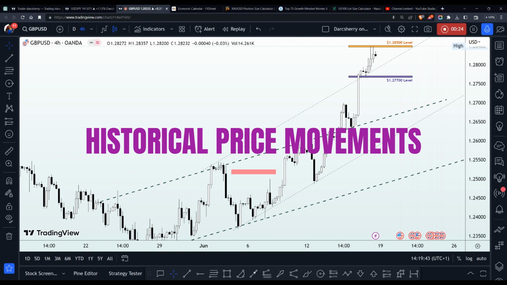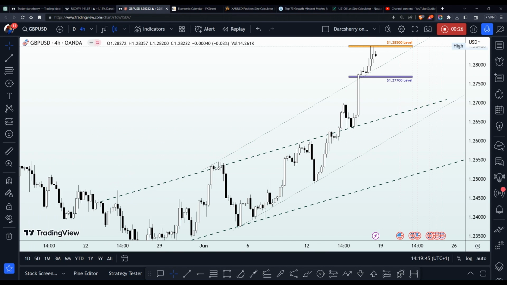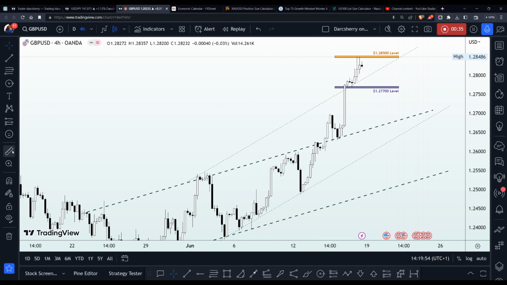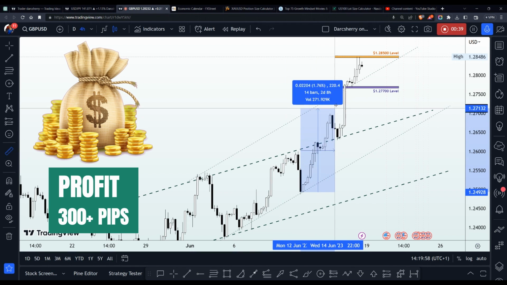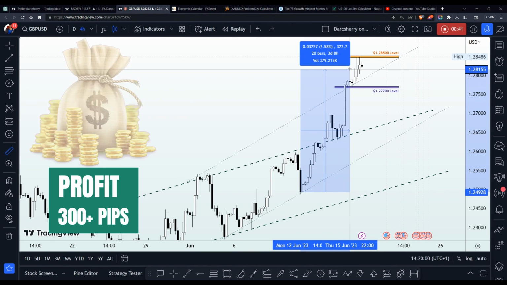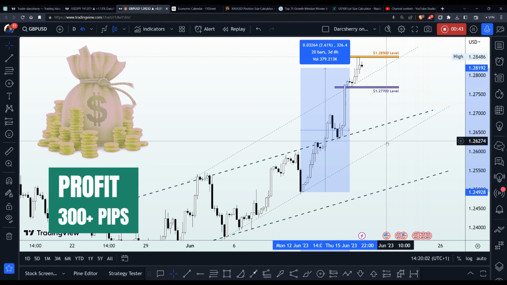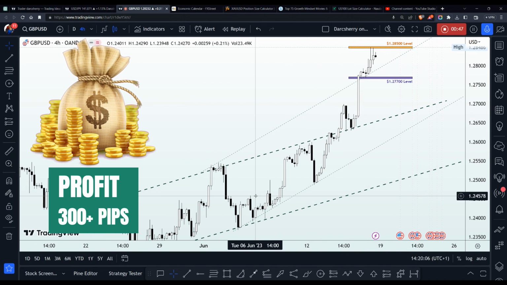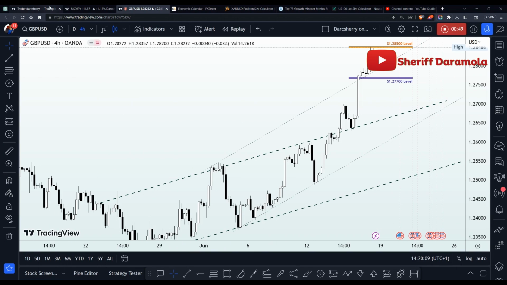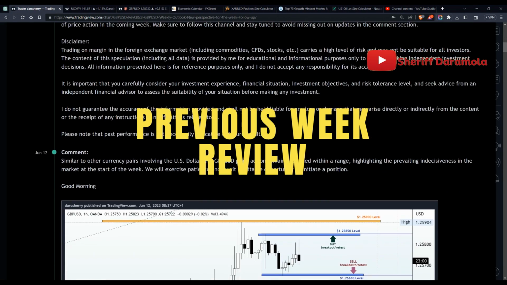And considering the fact that this is a follow up to my previous analysis, I would like to share with you some of the key moments we had. As you can see here, we were able to scoop an enormous amount of profit as we rode that bullish momentum all the way to the upside, giving us over 300 pips in profit. And in that regard, let's scale through into what really happened last week.